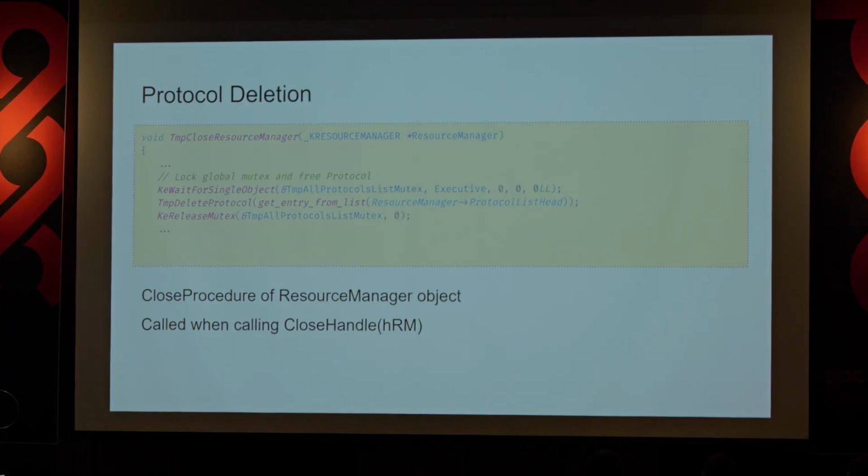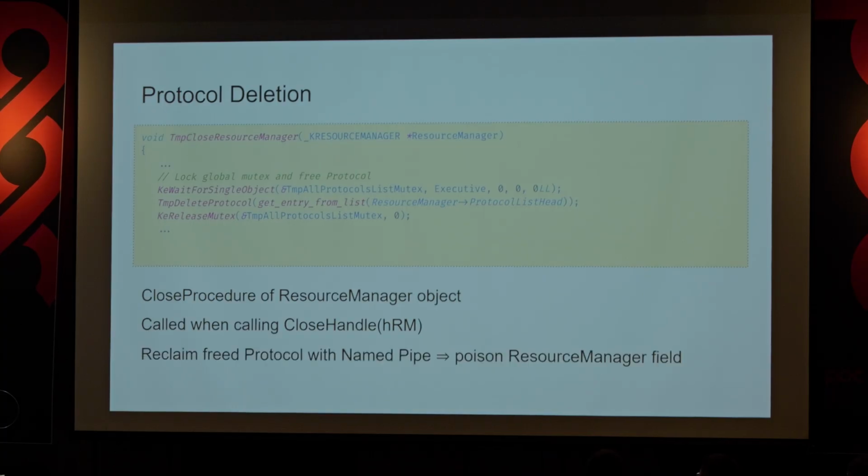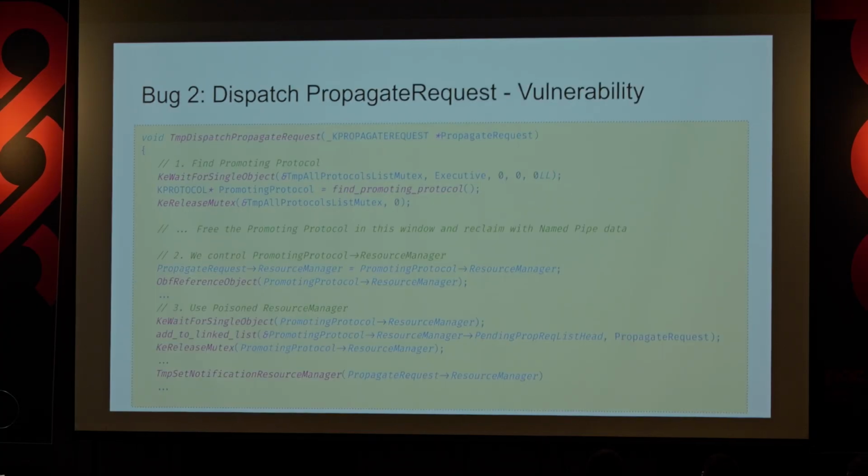What this means is that we are able to free the promoting protocol and reclaim it with a named pipe with data we control. So we poison the resource manager field of the promoting protocol. So when in TMP dispatch propagate request, it uses this poisoned resource manager field value in KeWaitForSingleObject, KeReleaseMutex, and TMP set notification resource manager, we're able to point this poisoned resource manager to user mode and get a write zero primitive to null the previous mode of an ethread to escalate our privileges.